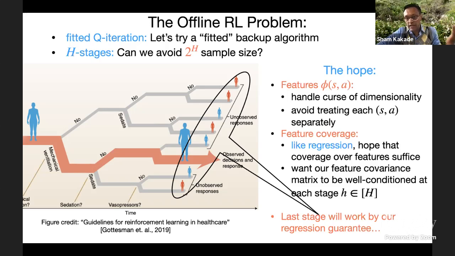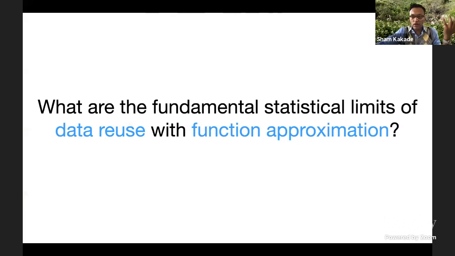But more generally, we might just care about information theoretically. What are the limits? Like, our question really is, what are the information theoretic limits of handling data reuse with function approximation? So not just this kind of backup-based algorithm, what is achievable, and in particular, what assumptions will allow for sample efficient estimation of the value of a policy.